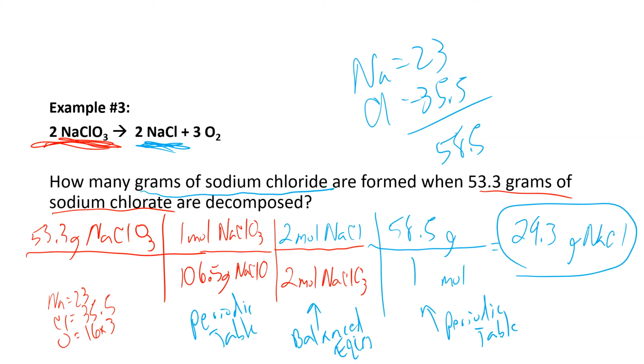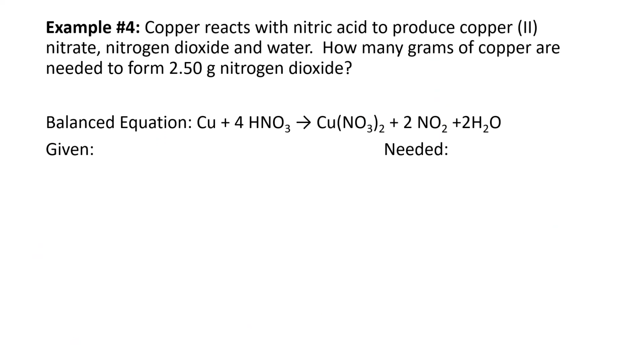We're actually going to do some labs this week where we start weighing stuff so you can figure this out. The last one on your notes here is that copper reacts with acid to produce copper 2 nitrate. So in this case, we have the 2.50 grams of nitrogen dioxide. So we're starting here, 2.50 grams of nitrogen dioxide, which is that one. And we want to know how many grams of copper are needed. So somebody orders 2.5 grams of nitrogen dioxide, and we want to know how much copper do we need. So how many grams of copper do we need to go get?